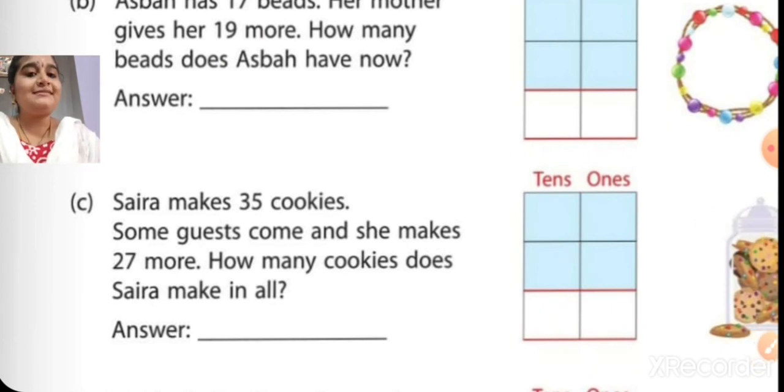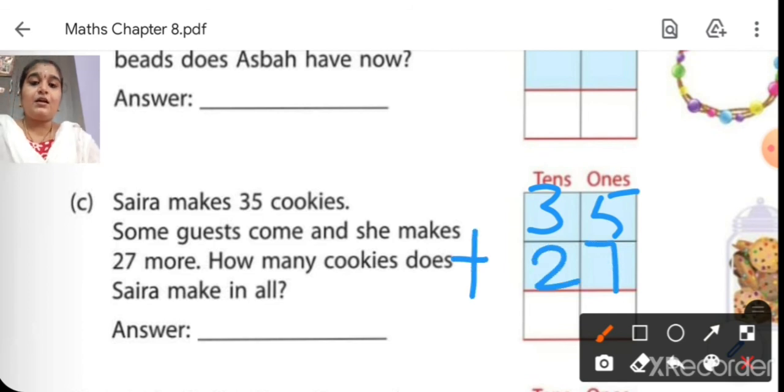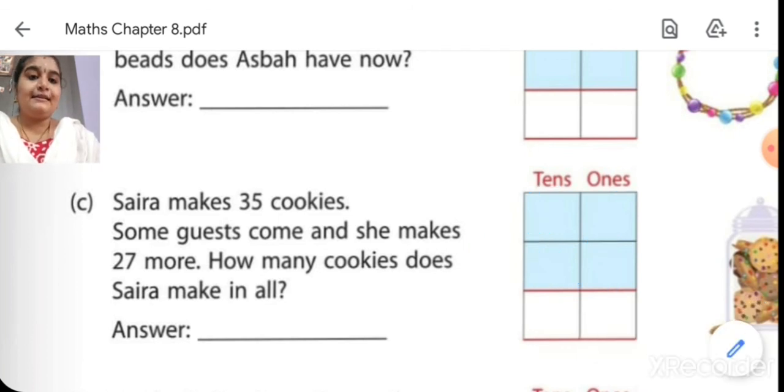Saira makes 35 cookies. Some guests come and she makes 27 more. How many cookies does she make in all? So how many she is going to make? Can we count? 35 plus 27. Okay. You have to add. Next.